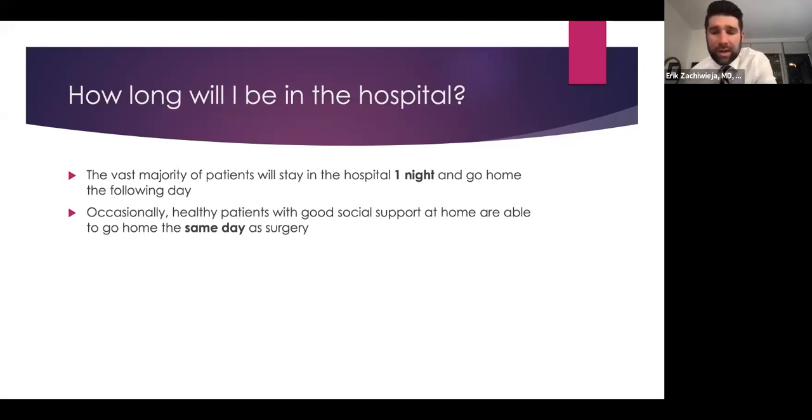Again, most of my patients stay in the hospital one night. About 20 to 25% of my patients do go home the same day. And again, those are the healthier, usually less than 65 and younger patients with good family support at home.